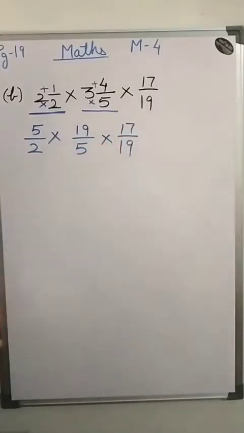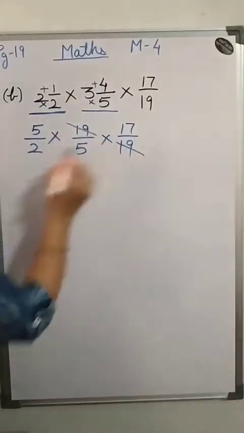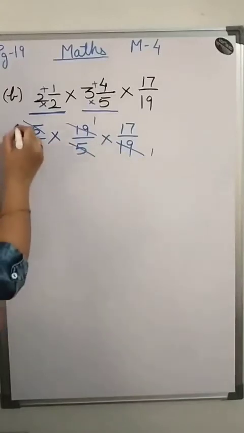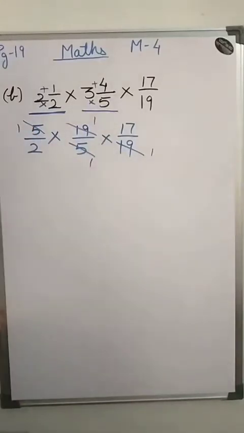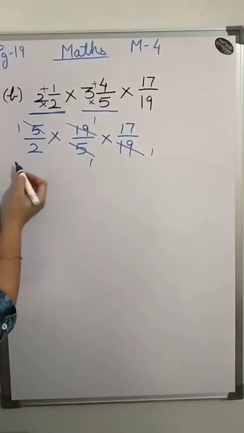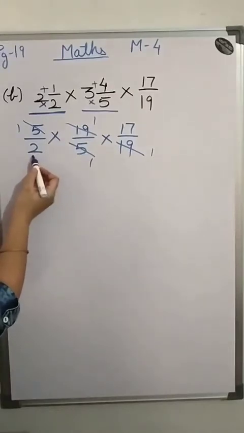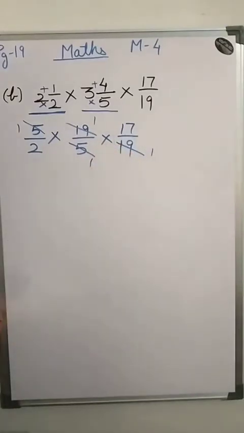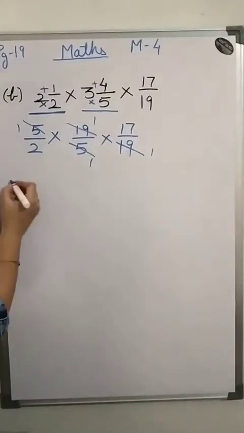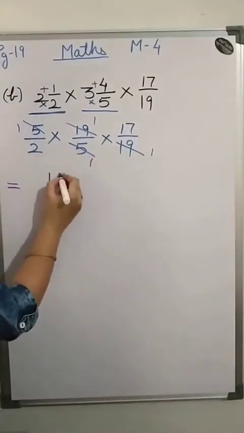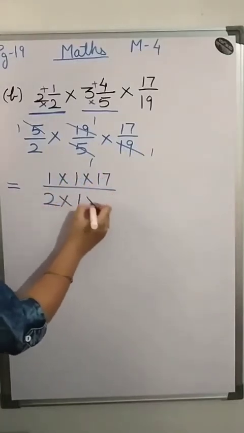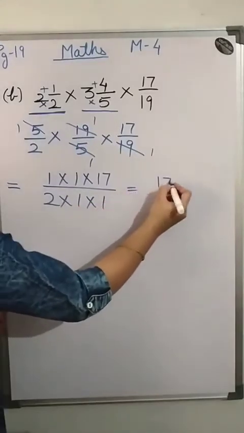Now anything which you can cut here, just look at here. 19 and 19, these two are the same number, so we can cut them. 5 and 5, these two are the same number, so we can cut them. What is left? Only 2 is left here, and in the numerator only 17 is left. So can we cut them? No, we cannot cut them because these two are not factors of each other. So write down 1 multiply 17 upon 2 multiply 1 multiply 1. So the answer is 17 upon 2.